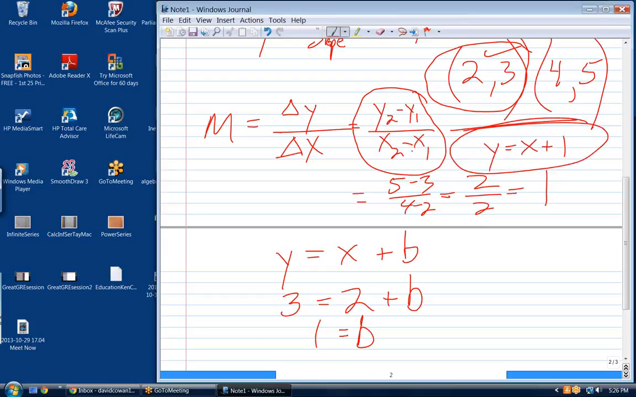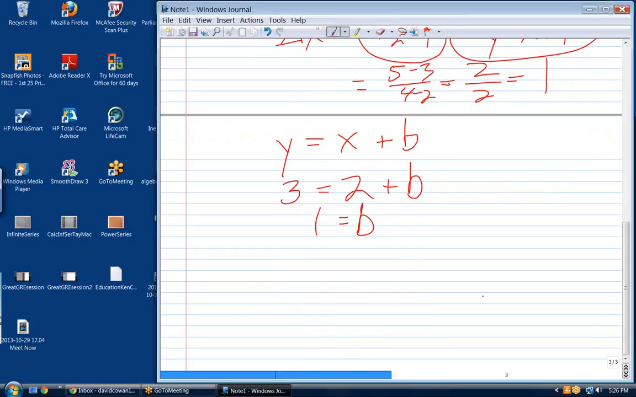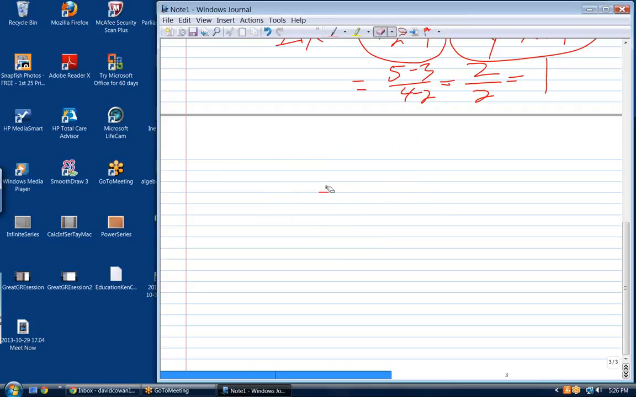So that's the process for coming up with the equation when they give you 2 points. They're always going to give you either 2 points and let you come up with the equation, or they'll give you 1 point and slope. So let me give you another problem, where I will give you slope and 1 point and you come up with the equation.